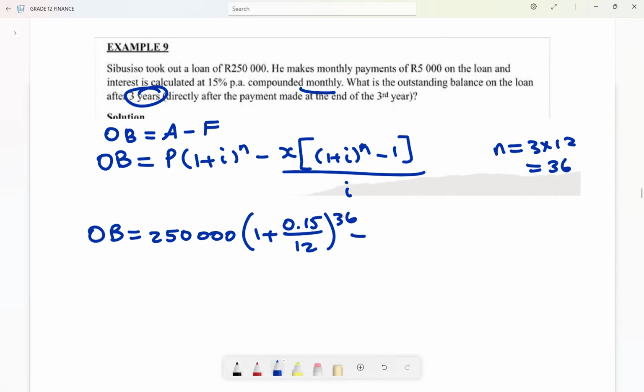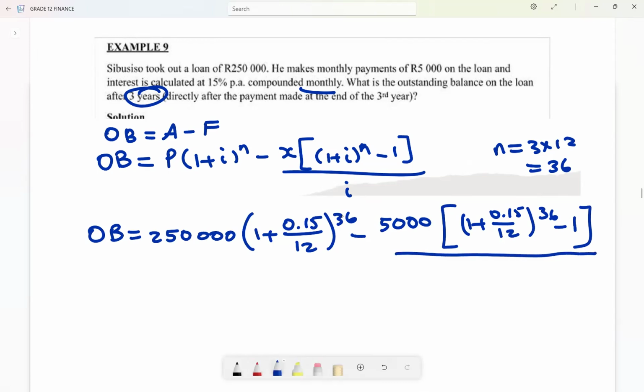Minus, actually the N here and the N here should match, guys. It should match. This one, payments, it is making regular payments of 5,000. And then 1 plus the interest. Actually, this part, the interest should also be the same, guys. It should also be the same. And then I just need to divide all of those things by the interest, which is 0.15 divided by 12, guys. And then I can actually get my outstanding balance.